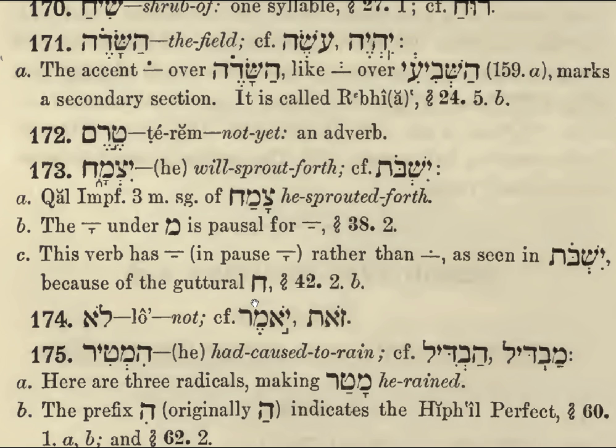And also we have this guttural here. And it has in pause a rather than o, because of the guttural. Here we have Yishbot. It's not Yitzmoch, it's Yitzmach. Lo means not.